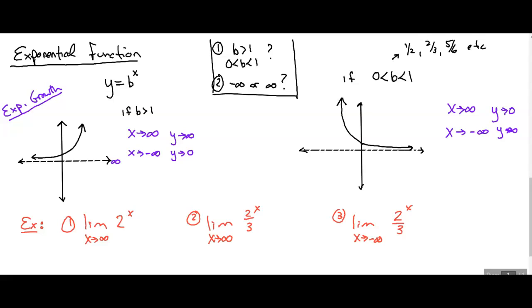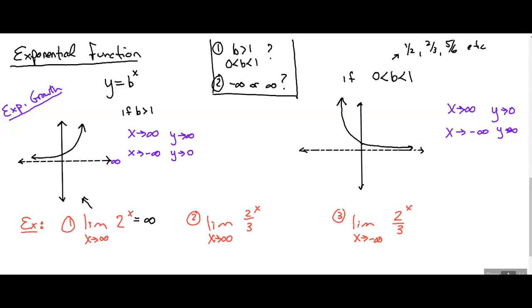Okay, so if I look at this one, I know that b, which is 2, is greater than 1. So that means I have this graph here. And they're asking me what's happening as I go to infinity, which is the right side. So I know this answer is infinity. You can also kind of think of it as I'm putting a really big number in for x. So I'm going to take 2 to a huge power. So 2 times 2 times 2 times 2, like forever, is going to be a really big number.